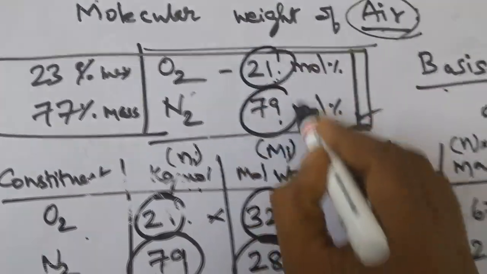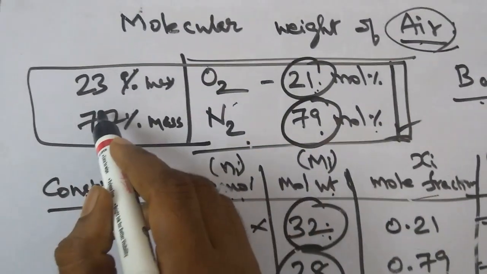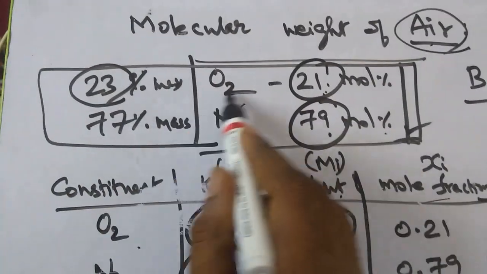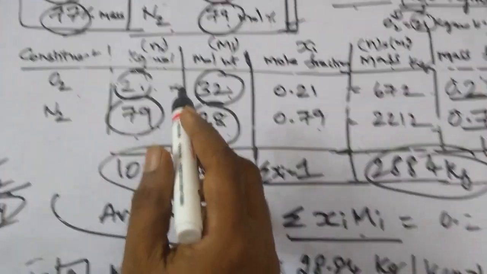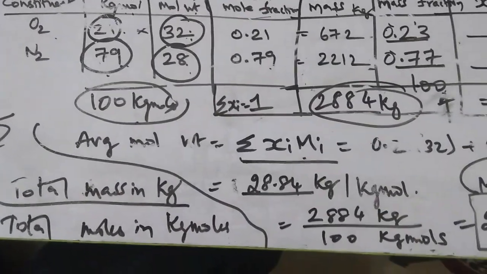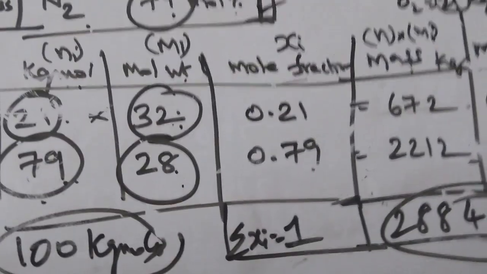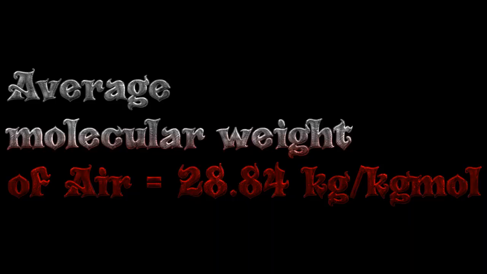21 mole percent oxygen and 79 mole percent nitrogen, and in terms of mass it is 23 mass percentage oxygen and 77 mass percentage nitrogen. So there are two ways in which we can determine the molecular mass, and that's what we have done. The average molecular weight that we have determined is 28.84. This value we have to use in our future calculations. So the average molecular weight of air is 28.84 kg per kg mole, or in some cases we can round it off to 29 kg per kg mole.